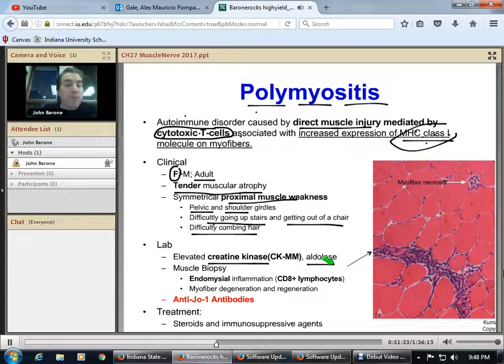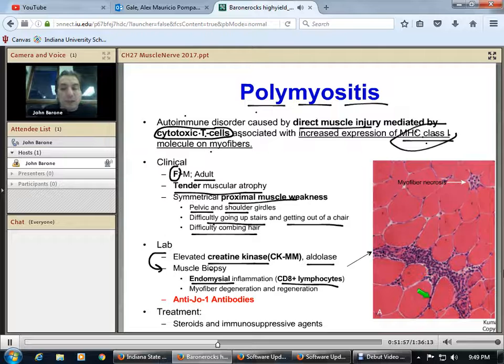So that's a big difference. Now, another big difference is CPK is through the roof. Aldolase is up, myoglobin's up. So you're going to do a muscle biopsy when you see that. When you do, you see in the endomysial connective tissue, the connective tissue around each cell, you're seeing CD4 positive lymphocytes, CD8 lymphocytes, CD4, CD8, they're coming in to attack, mostly CD8, cytotoxic.